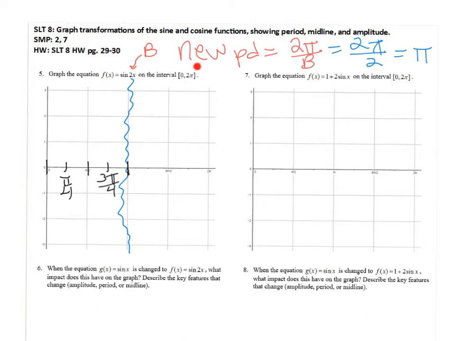Because the directions say graph from 0 to 2 pi, I'm going to include the other pi over 4 points. So let's see, that's 3, 4, so this is going to be 5 pi over 4, 6 pi over 4, and then 7 pi over 4. There's no amplitude change, there's no midline change, so now we have middle, max, middle, minimum, middle, and then repeat the pattern: max, middle, minimum, middle. And connect your points in a nice wave.